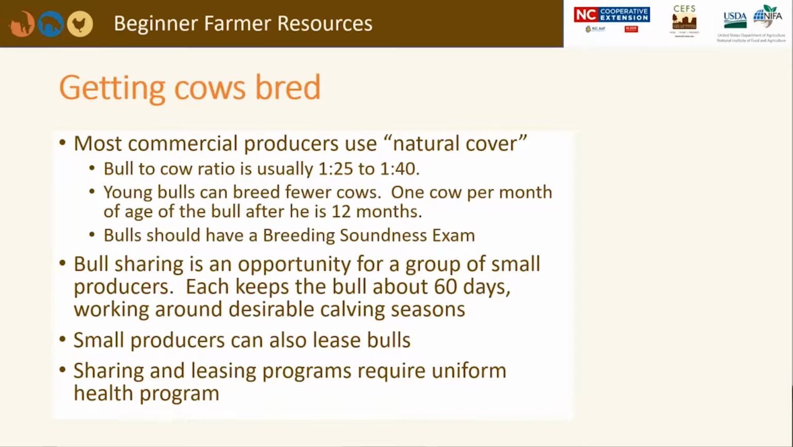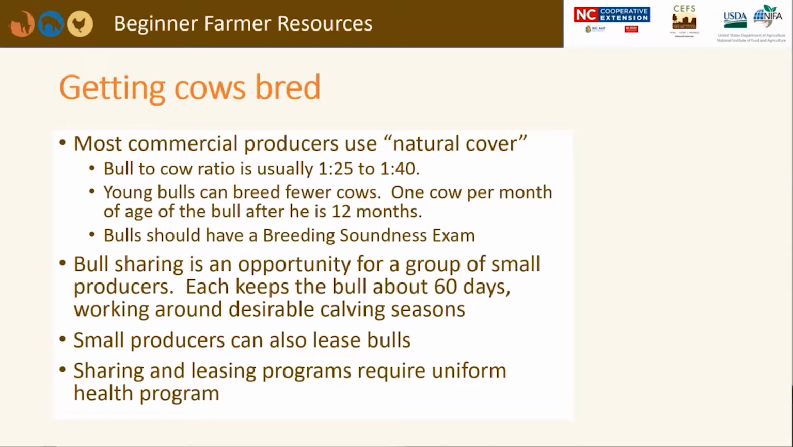Now, in terms of what we do to get cows bred, most commercial producers use what we call natural cover, meaning that we use a bull to breed the cows. The bull to cow ratio is usually between 1 to 25 up to 1 to 40, meaning that one bull can breed from 25 to 40 cows. Now that's a mature bull. Young bulls can breed fewer cows, and the rule of thumb we use is 1 cow per month of age of the bull after he's 12 months old.